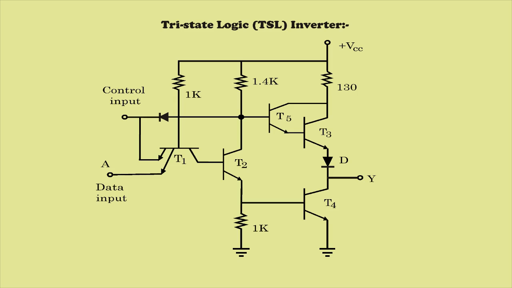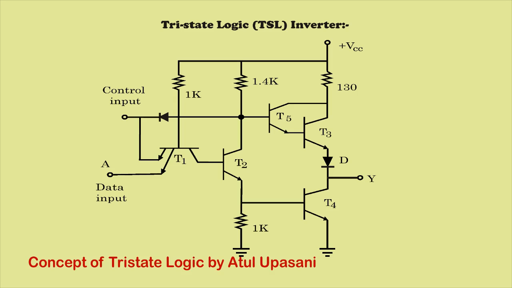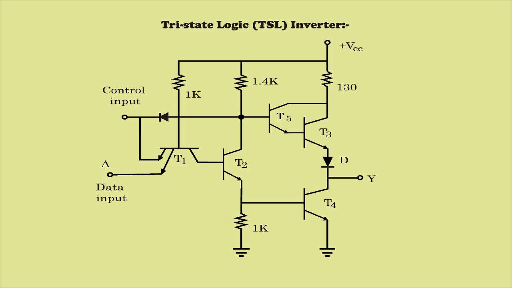In this topic, we will only discuss the tri-state inverter, that is a NOT gate with tri-state output as shown in the figure. A TSL inverter has 3 states of output: high, low, and the third state is a high impedance state. Let us see the diagram. In the circuit diagram, you can see the transistors T1, T2, T3, diode D and T4, and the remaining resistors, they are connected as in the TTL inverter. The additional component connected here is a diode which is connected between the collector of T2 and the control input.